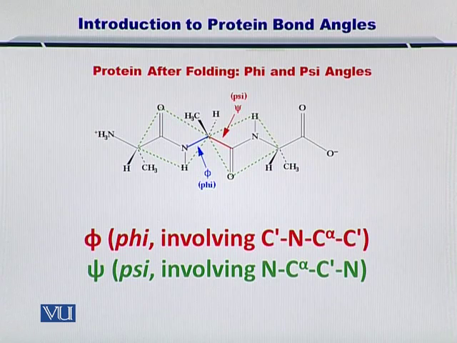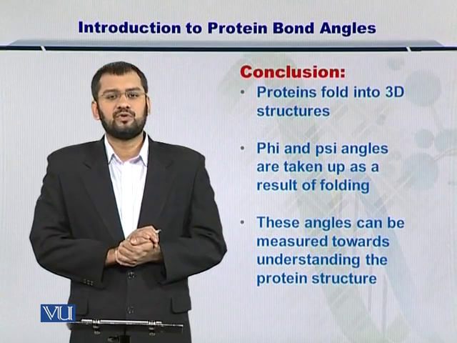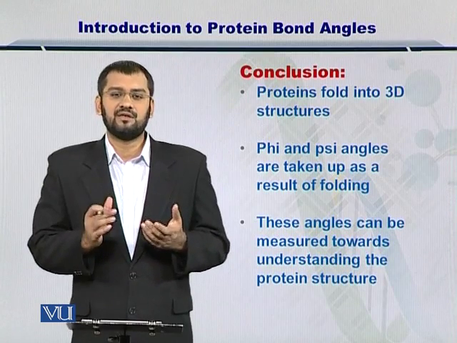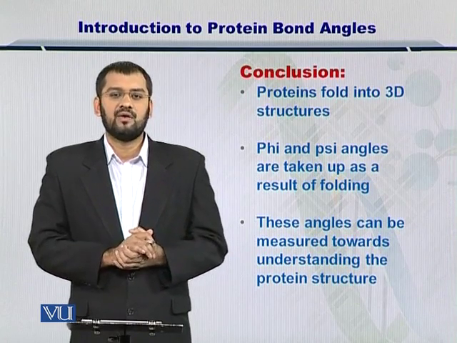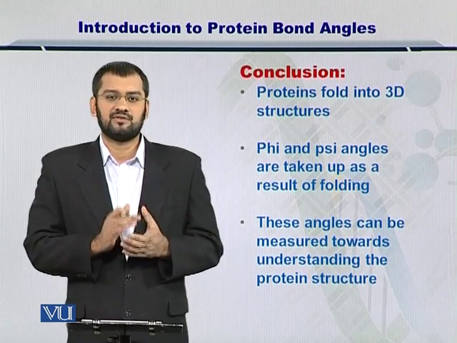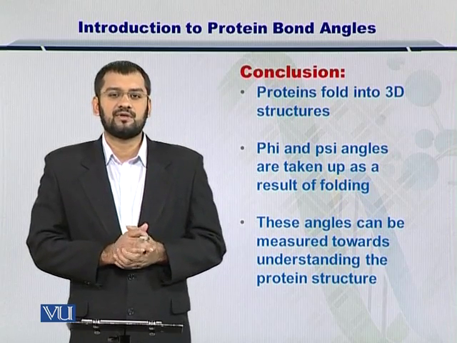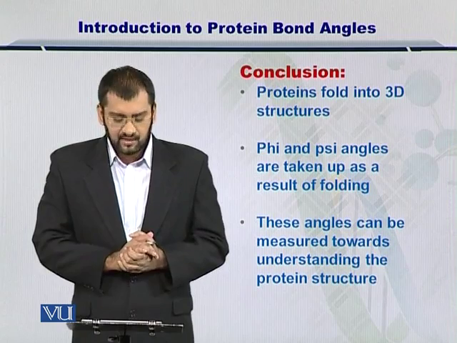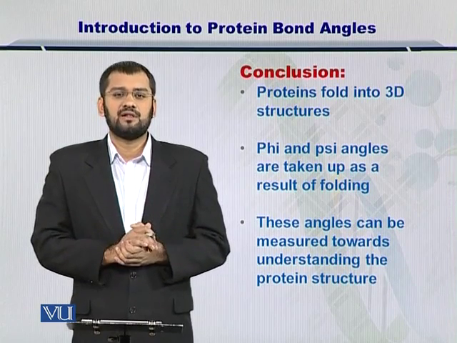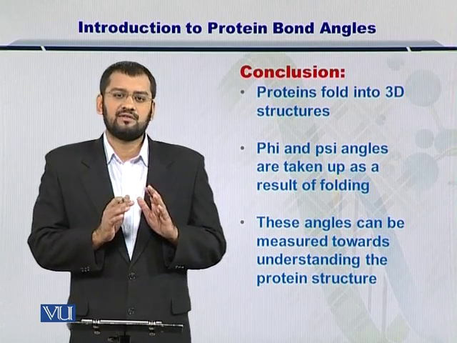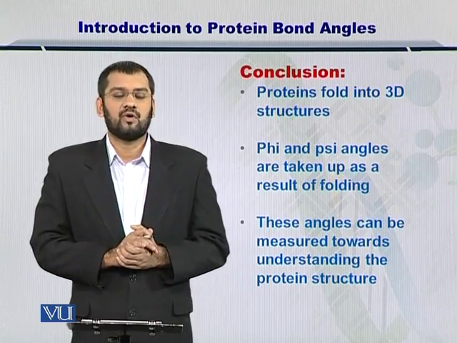For the psi, it's the nitrogen atom, alpha carbon, beta carbon, and then another nitrogen. So in this way, phi and psi angles are made, and in conclusion, once the proteins fold to take up 3D structures, they make these phi and psi angles, which are very important towards understanding the structure of proteins and visualizing them. More so, if you know the angle, then these angles can also tell you about the properties of each protein.